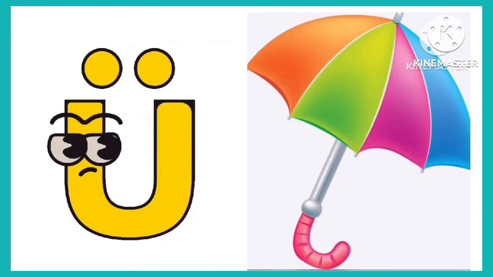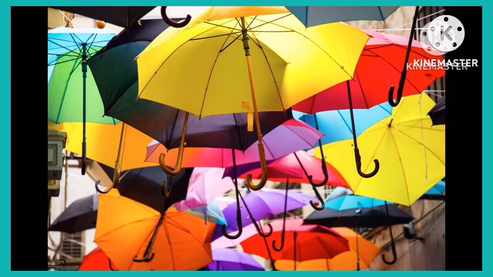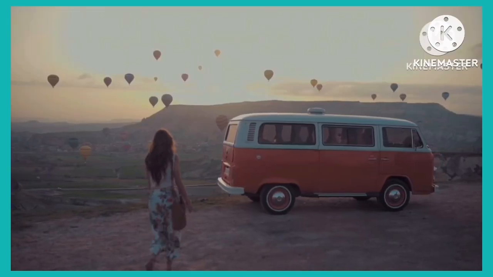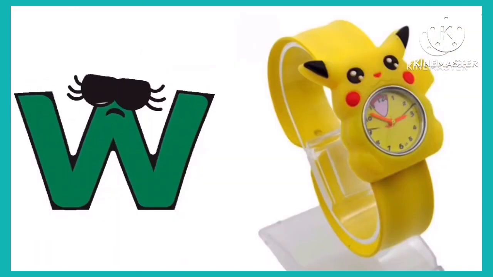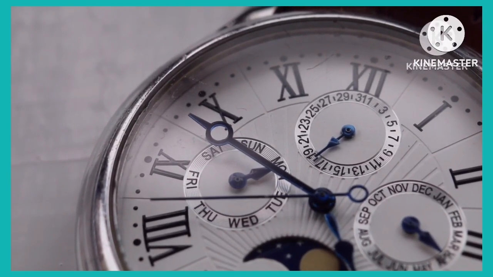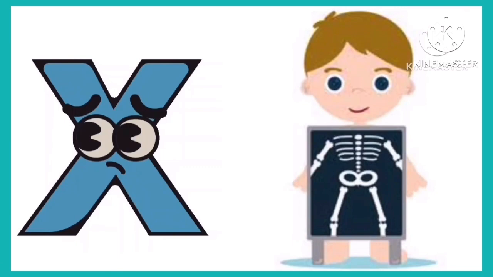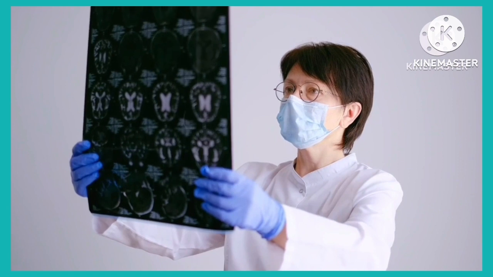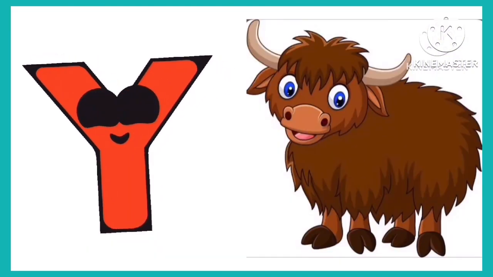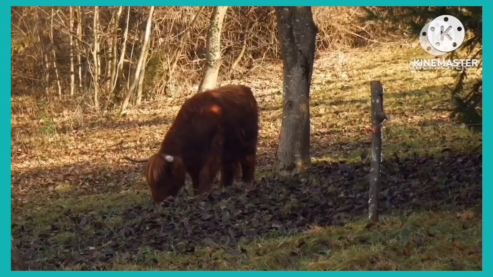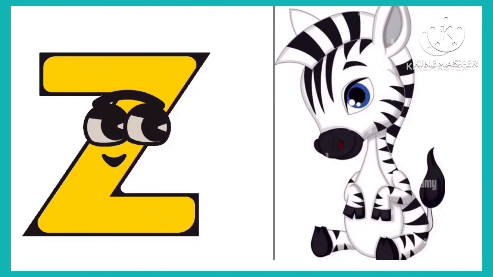U is for umbrella. V is for van. W is for watch. X is for X-ray. Y is for yak. Z is for zebra.